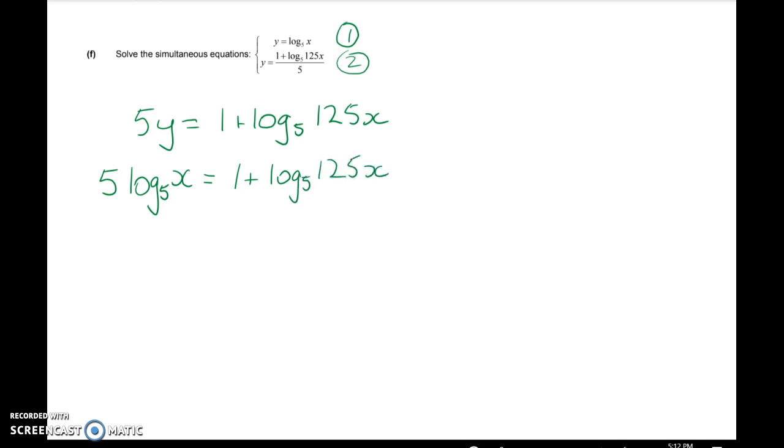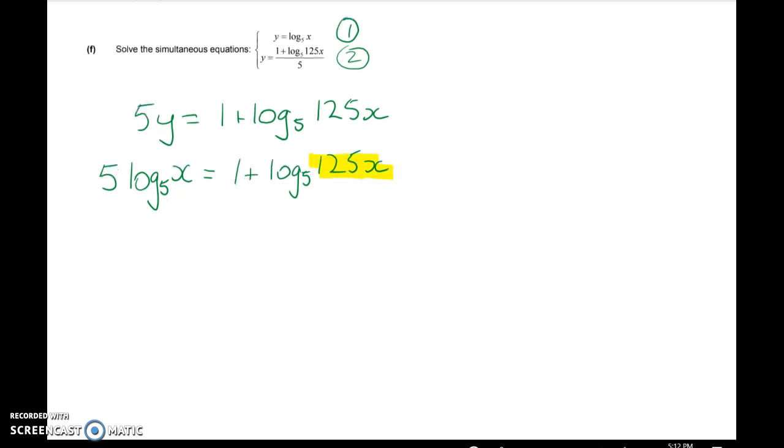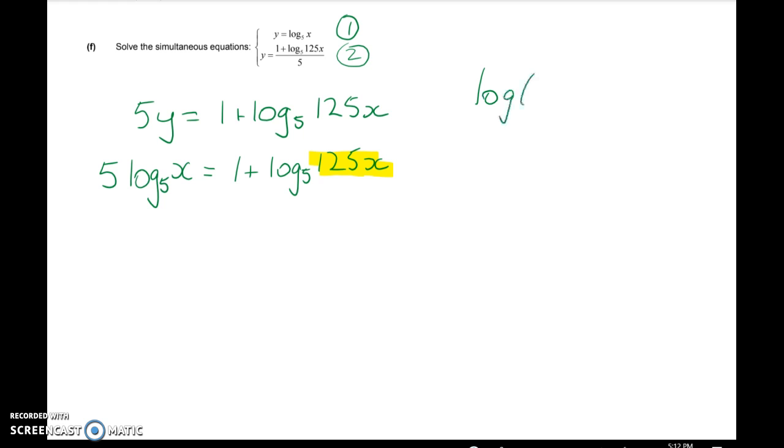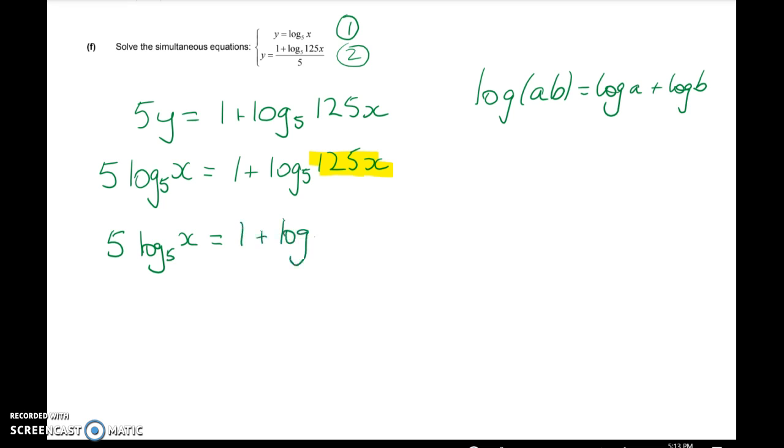Now the next step is to recognise that I've got a product here. And my log rules tell me that whatever the base, the log of AB can be split up as the log of A plus the log of B. So that's the way that I'm going to do this problem. I get 5 log to base 5 of x is equal to 1 plus the log to base 5 of 125 plus the log to base 5 of x.